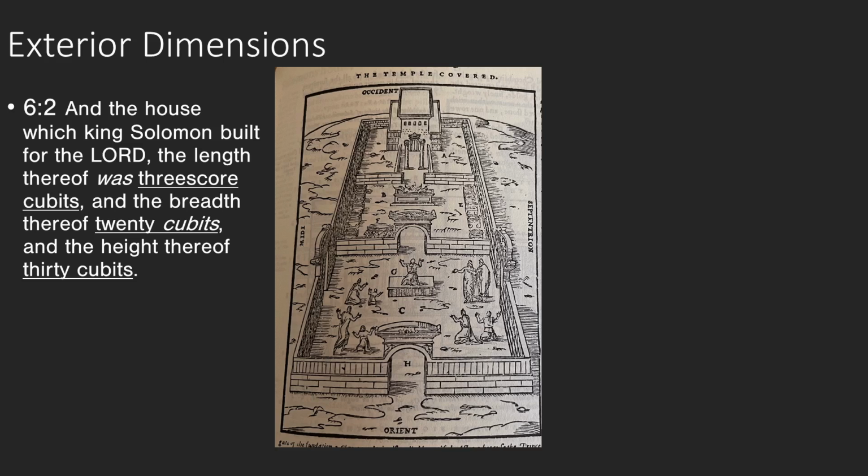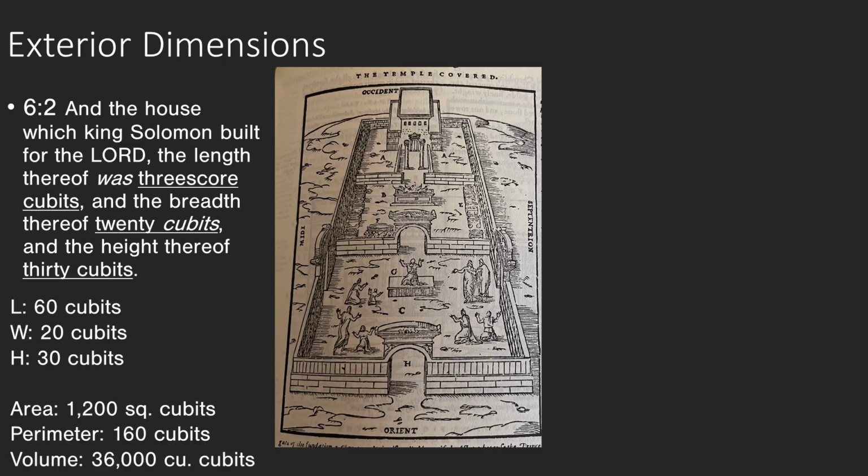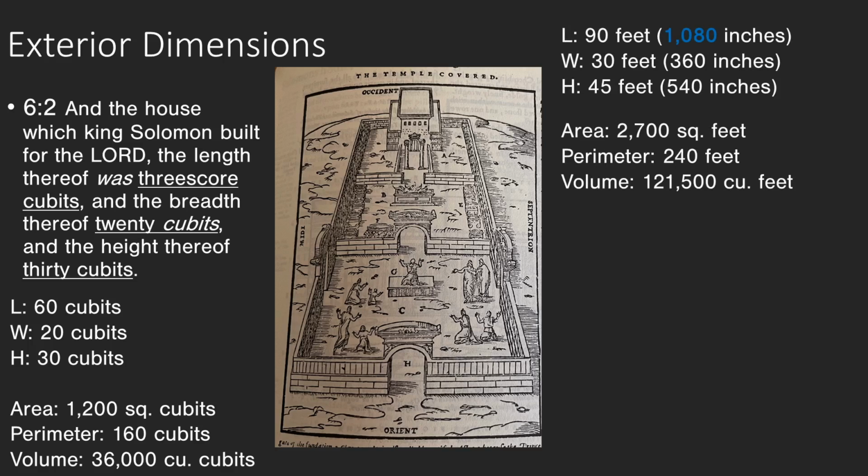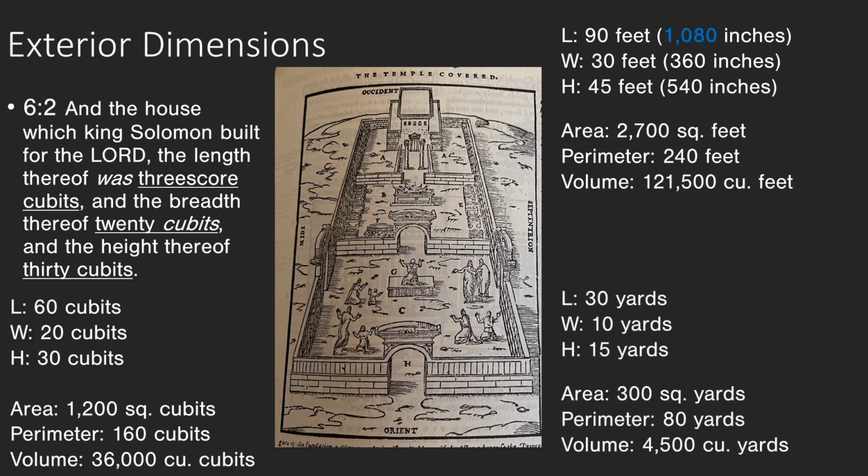And the house which King Solomon built for the Lord, the length thereof was 60 cubits, and the breadth thereof 20 cubits, and the height thereof 30 cubits. The interior area gives us our number 12, and the volume of it gives us 360. Let's look at that in feet, the length of which gives us our moon radius number in inches, the width 360 again, and the height, of course, is half of the length, so we get 54 again. And here it is in yards.